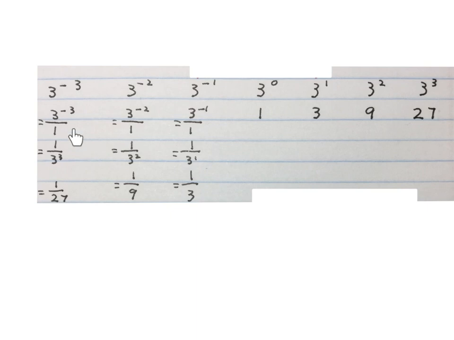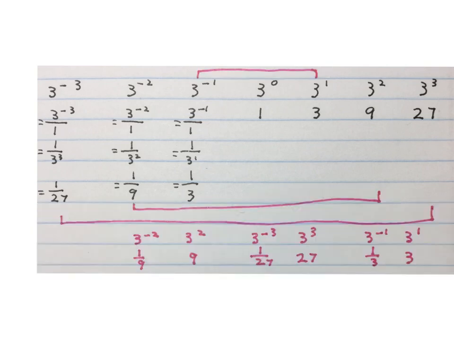What you must get your head around with negative exponents is that the negative exponent does not make the answer negative. It makes it into a fraction. You need to see that 3 squared is 9 and 3 to the minus 2 also has a 9 in it, but it's a 9th. 3 cubed is 27. The 3 to the minus 3 is 1 over 27. 3 to the power of 1 is 3, but 3 to the minus 1 is 1 over 3, a third.